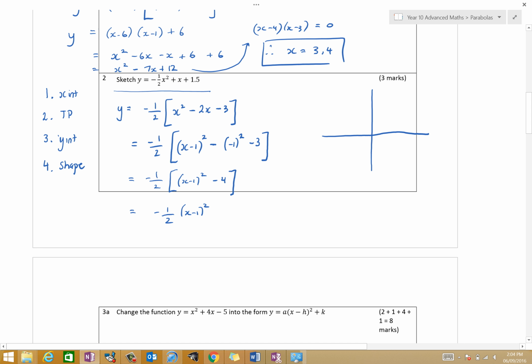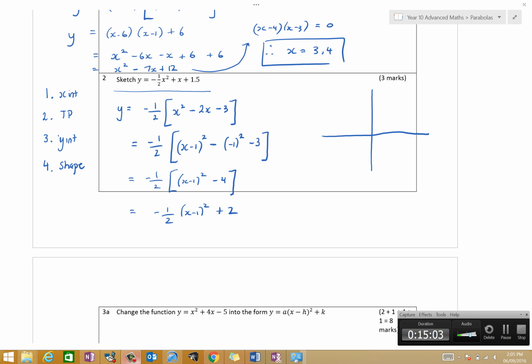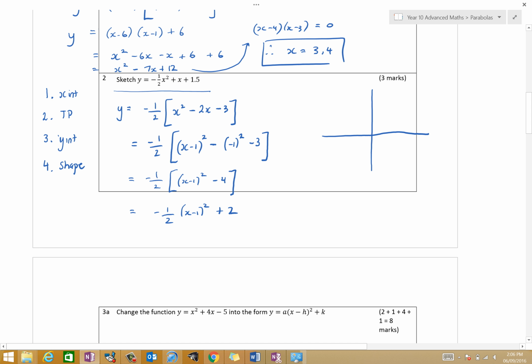Negative a half times negative 4 is positive 2, isn't it? Now, if I have a look at that, what we know is this is in the format of y equals a outside of x minus h all squared plus k. That's turning point form. Now, this value here is k, and it just so happens that h is 1. So, in other words, we've got a turning point at 1, 2.